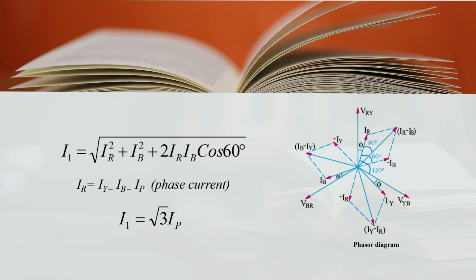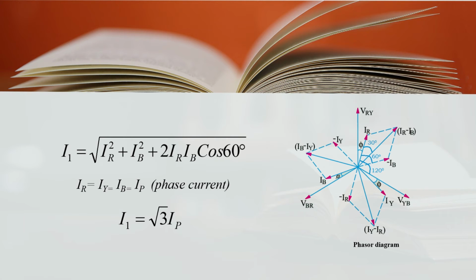So on the basis of the parallelogram law, just find out the equivalent current. I1 current is nothing but the phasor difference of current IR minus IB. So it can be written as under root IR square plus IB square plus 2 IR IB cos 60. And what is the value of cos 60? That is 1 by 2. So this 2 will be cancelled out. So I1 is equal to what? Under root IR square plus IB square plus IR into IB.